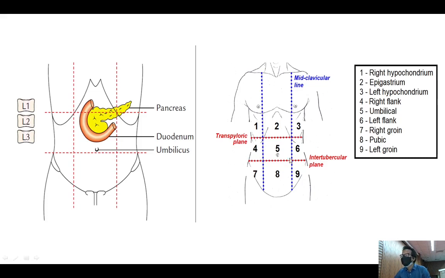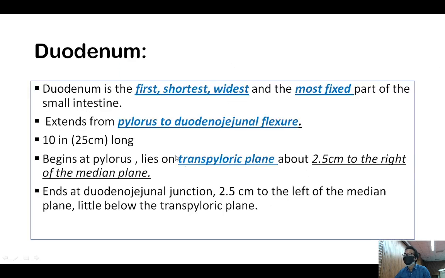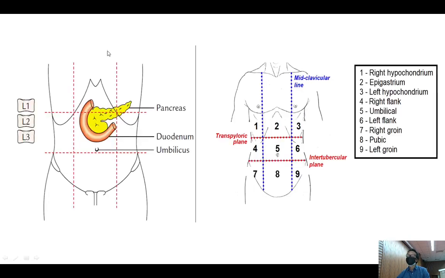You take these vertical lines and the horizontal lines. The first horizontal line is known as the transpyloric plane. Now we are trying to describe this duodenum. Where does it lie? It lies on the transpyloric plane, 2.5 centimeter to the right of the median plane. The median plane will be here in the middle, that goes through the sternum. 2.5 centimeter right to the median plane.